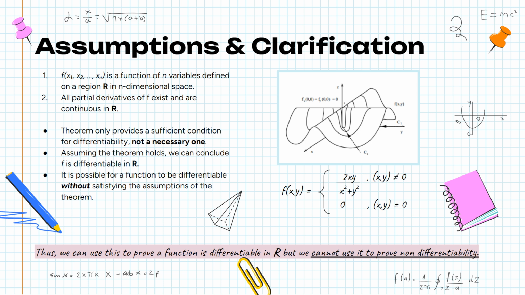However, it's possible for a function to be differentiable without satisfying the assumptions of the theorem. So we can use this to prove a function is differentiable in R, but we cannot use this theorem to disprove it. So take this function for example. It's smooth everywhere to our eyes, but the theorem will not hold, even though the partial derivatives of the function do exist. It's easy to spot on the function itself, not on the visual, that if both x and y are 0, then the function is going to be discontinuous at 0 because it's going to be undefined.